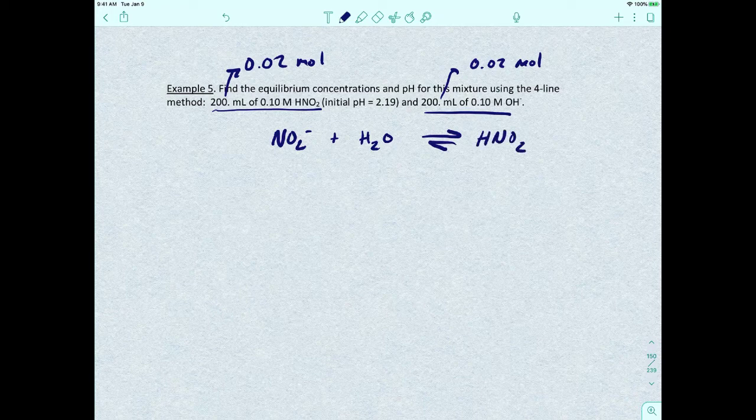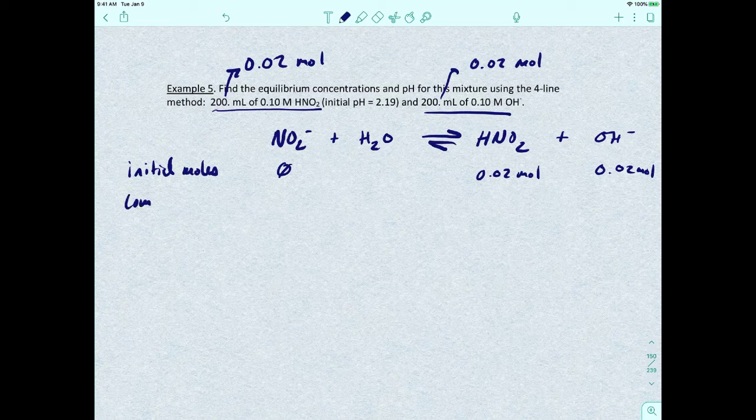HNO2 plus OH minus. And initially, the initial moles, you have no moles of NO2 minus, you have 0.02 moles of HNO2, and now you have 0.02 moles of hydroxide. So if we go from products all the way to reactants, so we go to completion, you're going to have no moles of the hydroxide, no moles of the acid because everything is neutralized, but you're going to have 0.02 moles of NO2 minus.